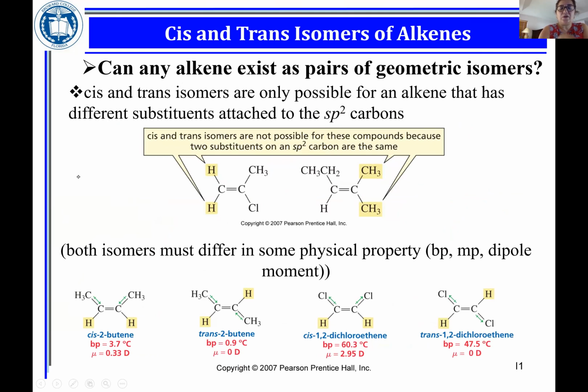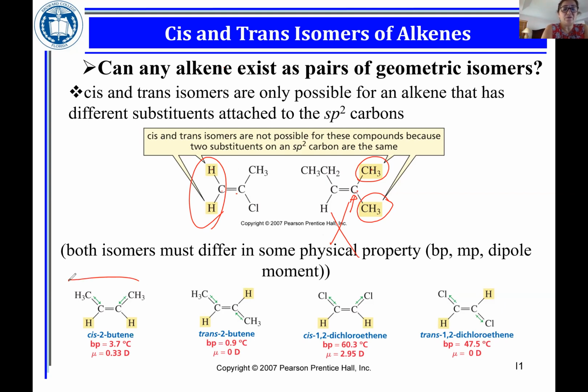Okay, for a molecule to exist as cis or trans, the carbon that carries the double bond must be attached to 2 different groups. This molecule cannot have cis or trans because you have 2 same groups attached to this carbon. In this molecule, same thing, you have 2 hydrogens attached, the same groups attached to the carbon that carries the double bond, so it cannot have cis or trans.